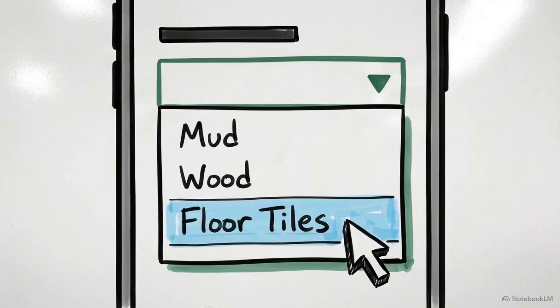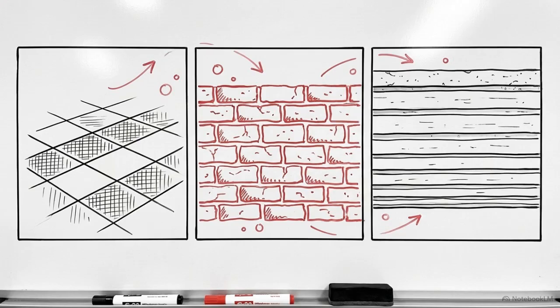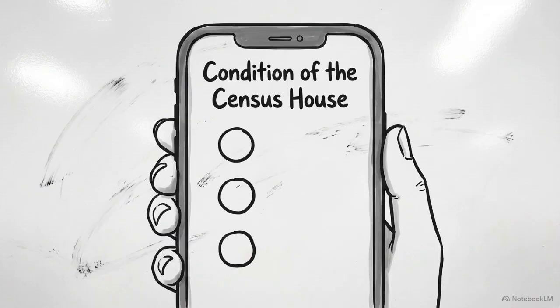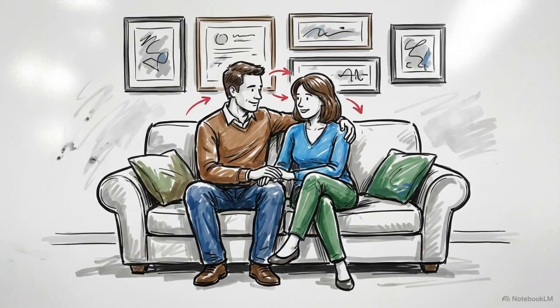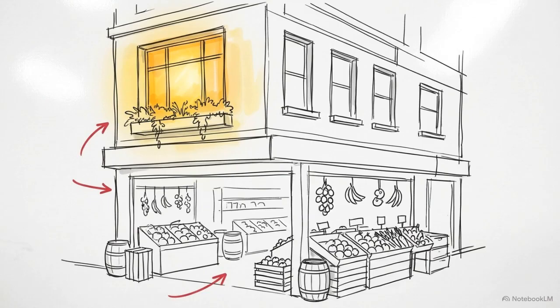Now we begin logging the physical structure. Select the primary materials used for the floor, walls, and roof from the available drop-down menus based on what you observe. Next, categorize the current condition of the building as good, livable, or dilapidated, and note whether the space is used for residential living, commercial business, or a mix of both.